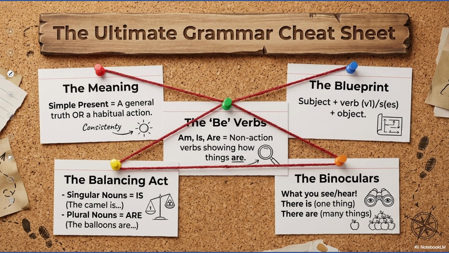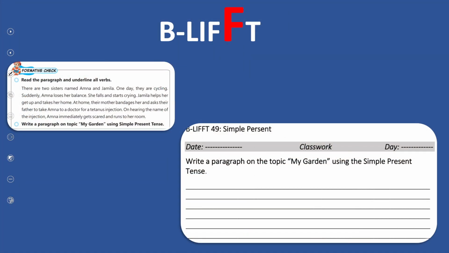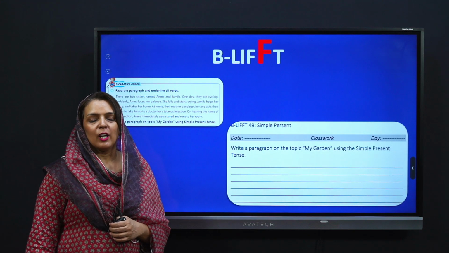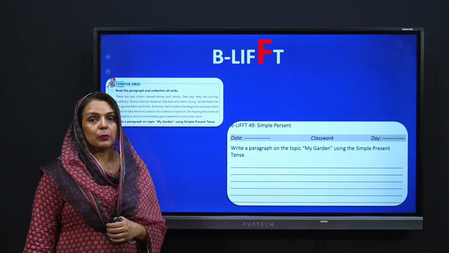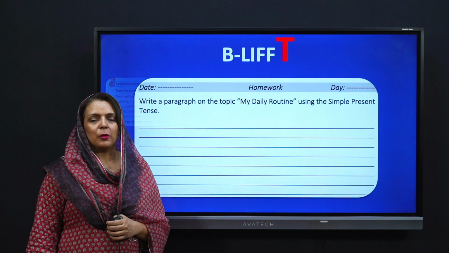So we have learned where we can use present simple tense and what is a be verb or a helping verb, which is not an action verb, and we have learned the use of there is and there are with singular and plural nouns. Now to check your understanding of the focus, we have designed two formative checks. One is in your book and the other one is in your practice book. Do it with the help of your teacher, then go home and do your homework.